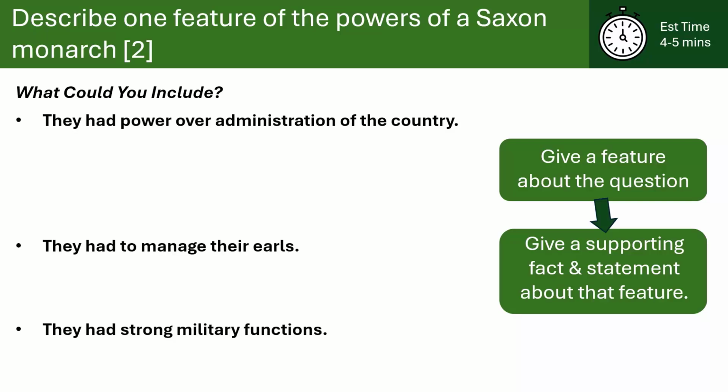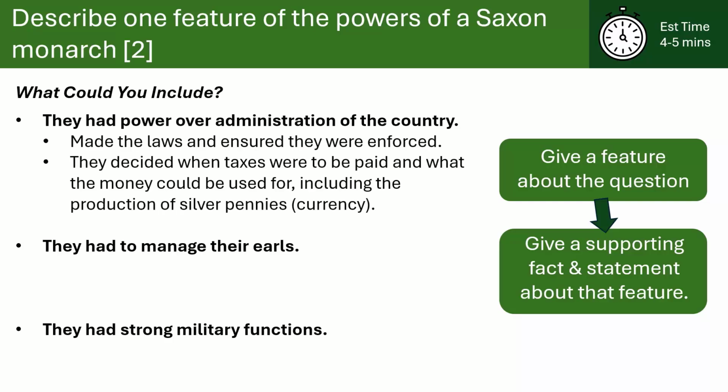You could say they had power over the administration of the country. Ultimately, a king is responsible for his country. So we could say they made the laws. All the laws came through the king, and his job was to ensure that they were enforced. His powers were to do that.